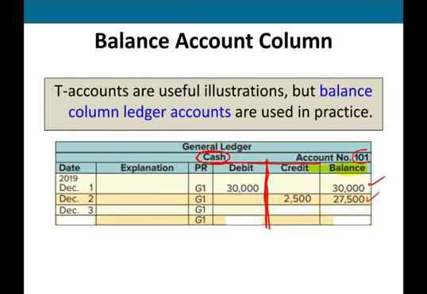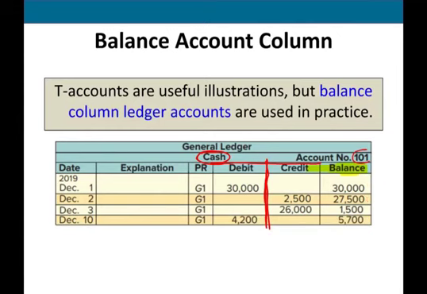On December 3rd, I paid $26,000 cash, so my cash went down, gets credit. What's my balance now? 1,500. On December 10th, I received 4,200. What's my new balance? 5,700. So this is keeping track of my running balance.